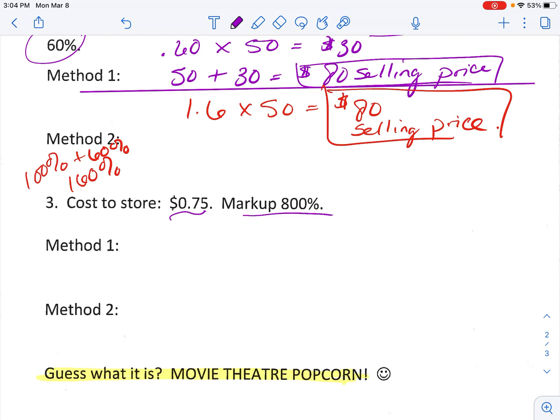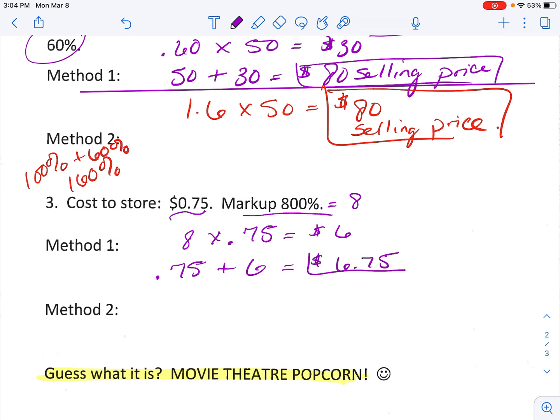Okay? All right, so let's find 800% of 75 cents. Okay? Remember that 800% is 8 whole, right? So 8 times 0.75, 8 times 0.75 is $6 is what they mark it up. So the original cost was 75 cents. They mark it up $6. So it's $6.75 for us.